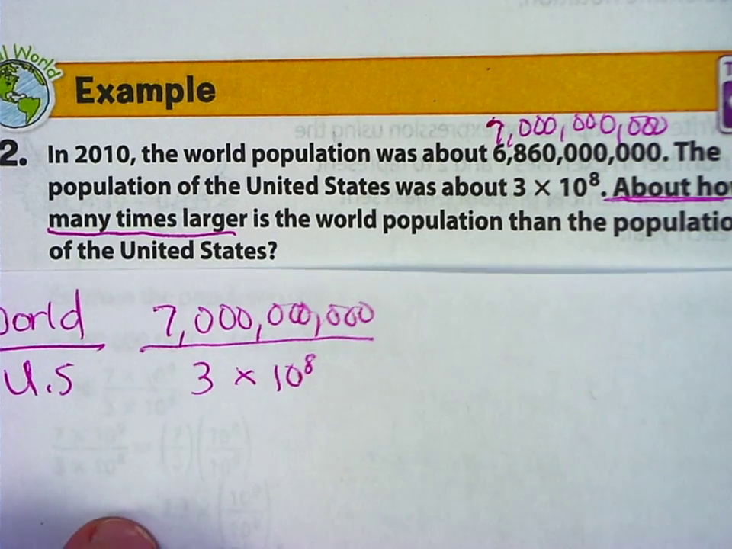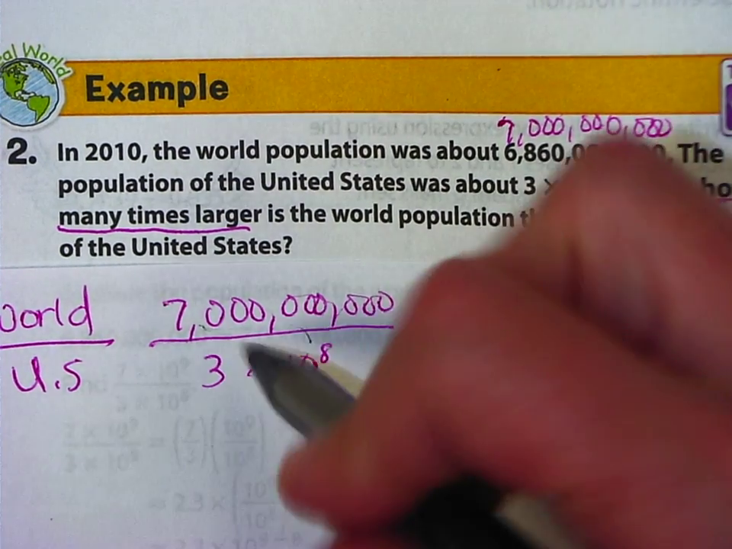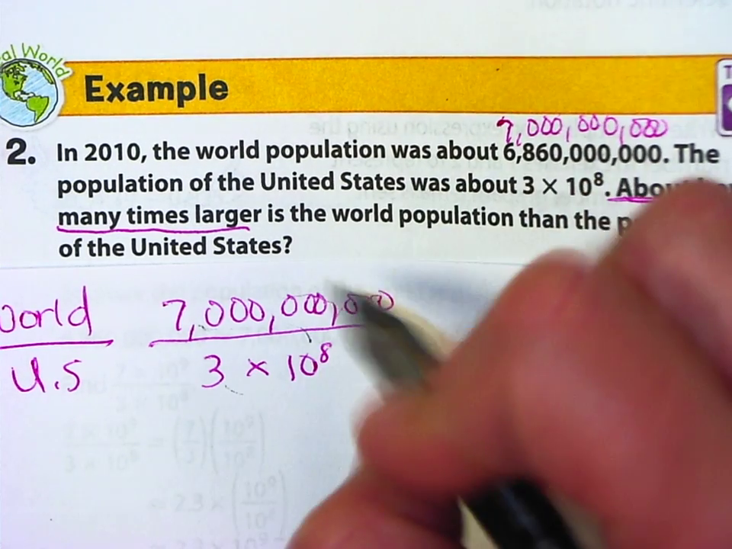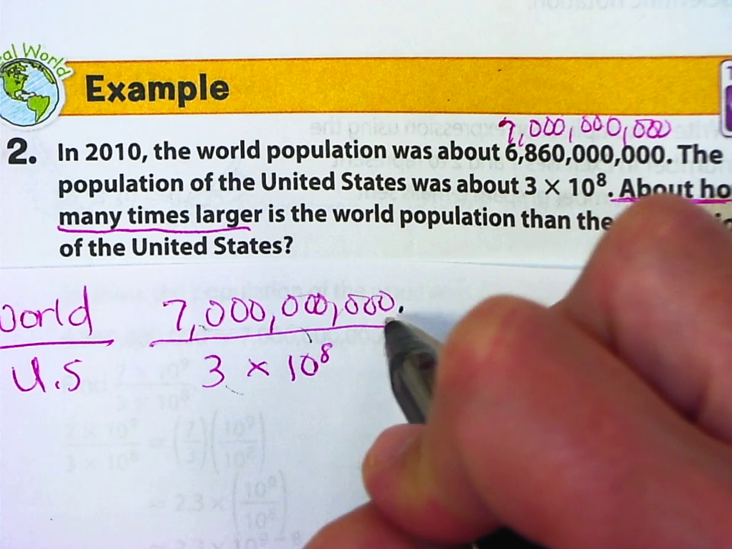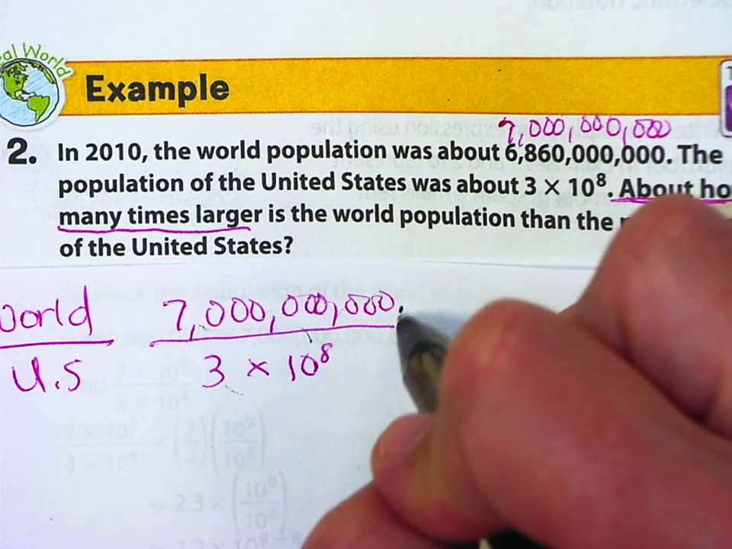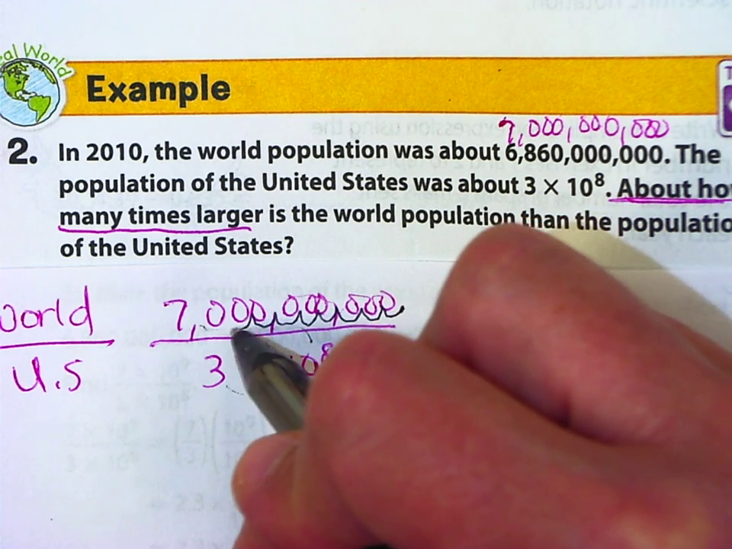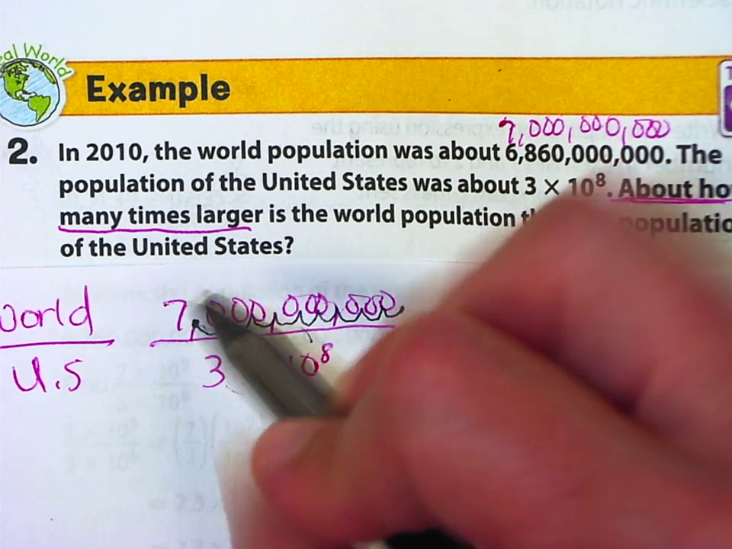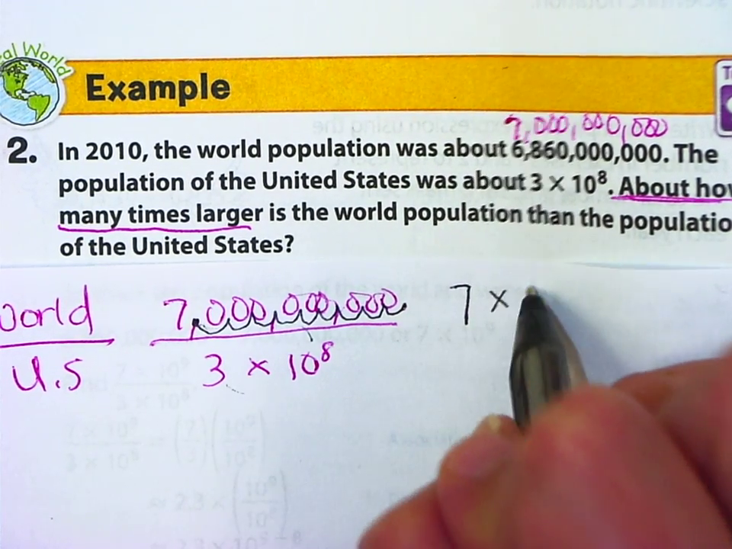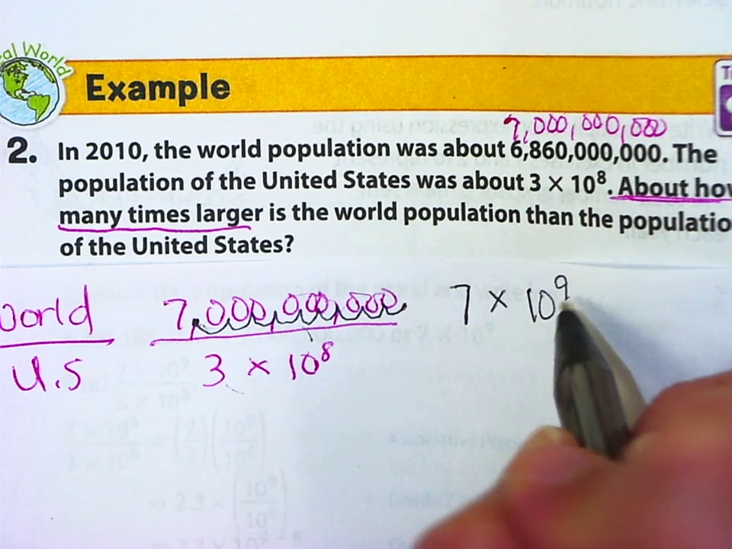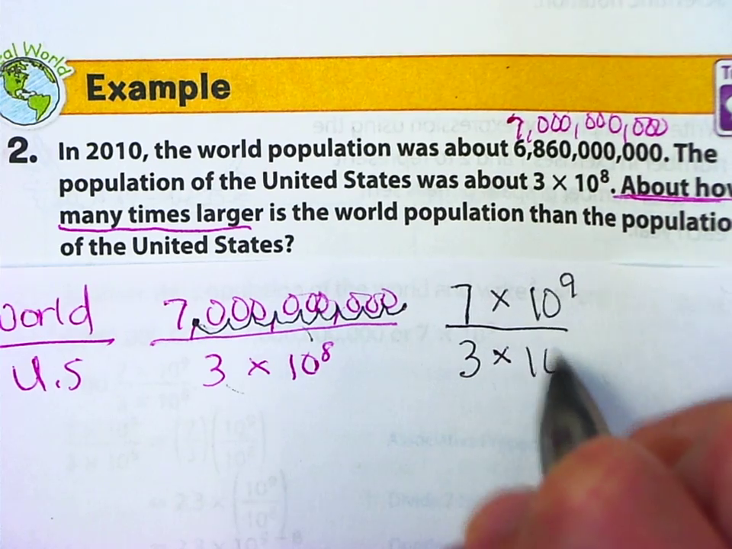So what we're going to do is take this number that's in standard form, a regular number, and turn it into scientific notation like this one. So we're going to take the decimal at the end, and count how many times it takes us to move it to make this number between 1 and 10. So 1, 2, 3, 4, 5, 6, 7, 8, 9. I'm going to stop right there because then my number is 7. I don't need the rest of the zeros. Times 10 to the 9th, because it took me 9 times to move it, and now divide it by 3 times 10 to the 8th.